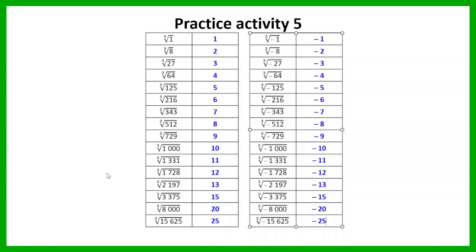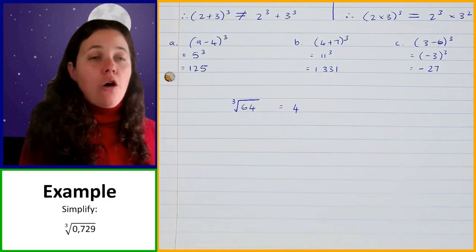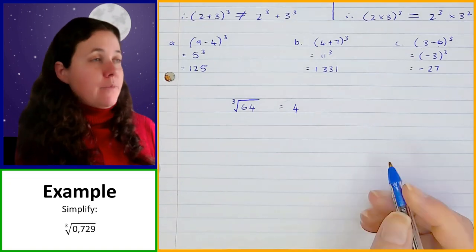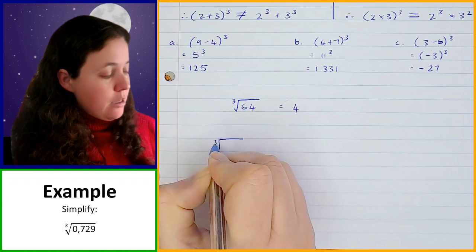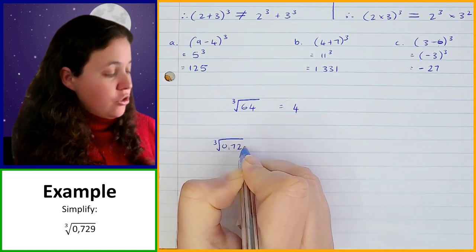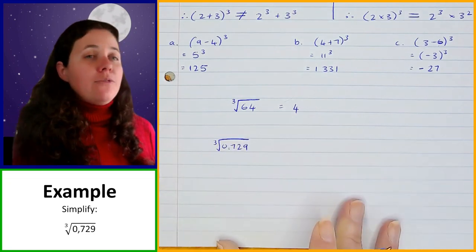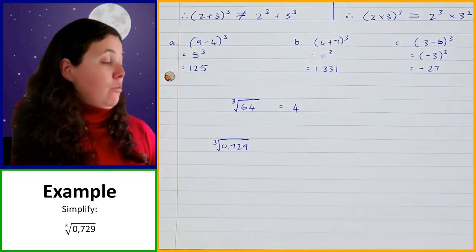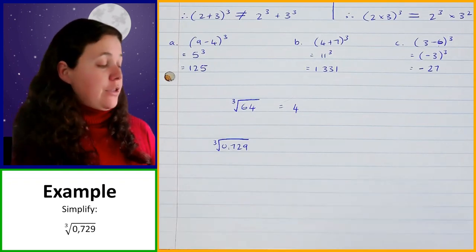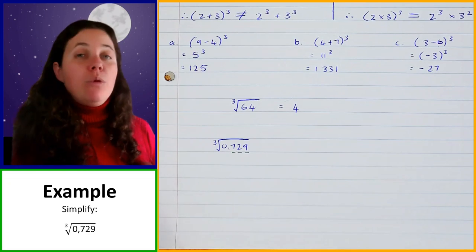Okay, now we're going to go on to an example where we are going to work out the cube root of a decimal fraction. In this case, I've got the cube root of 0.729. First of all, just like we were doing when we were cubing, we have to look at the number of decimal places that I'm starting with. Over here, I'm starting with 3 decimal places, but now we're working backwards.